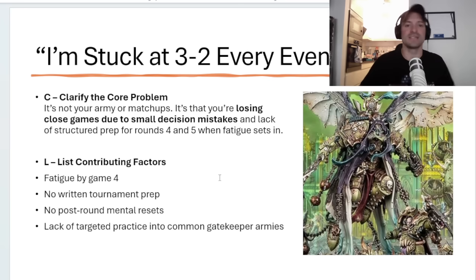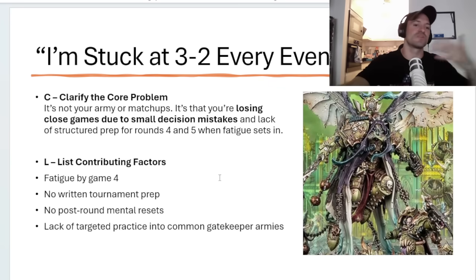It's not your army. It's not matchups. It's that you are losing close games due to small decision mistakes and lack of structured prep for rounds 4 and 5 when fatigue sets in. So you start making dumb mistakes in rounds 4 and 5. Okay, cool. So now we've got the core problem. It's not the fact that I was running Space Marines. It's not the fact that my opponent ran Death Guard. It's the fact that I am making stupid decision mistakes in rounds 4 and 5 when I get tired.